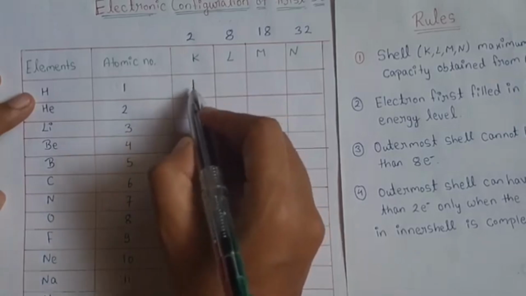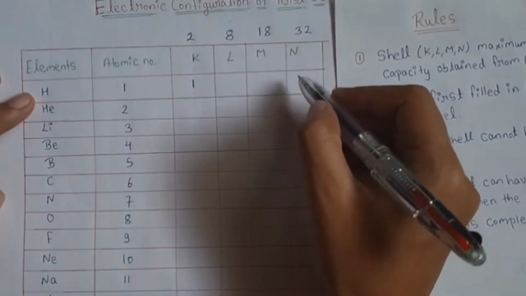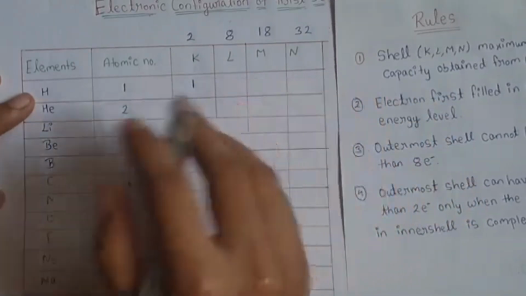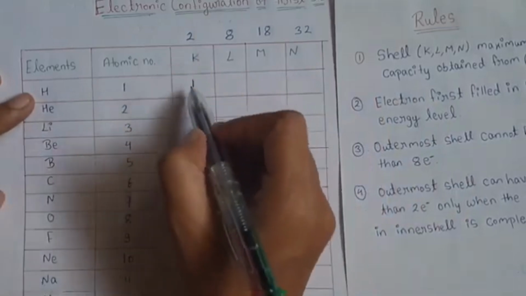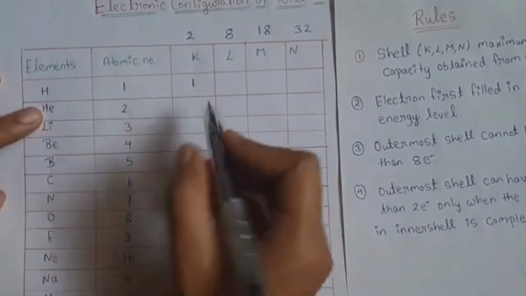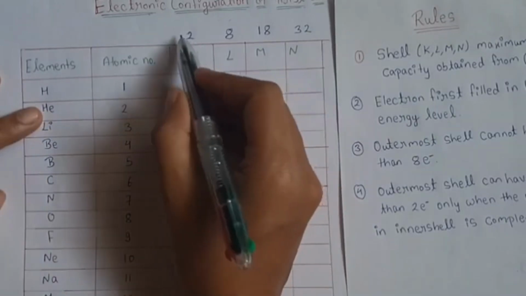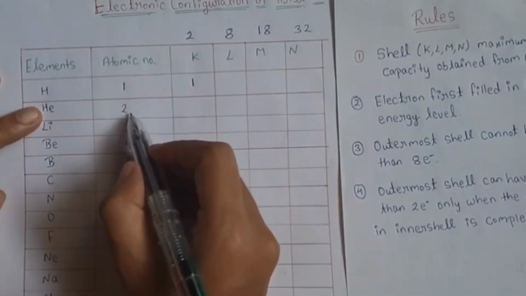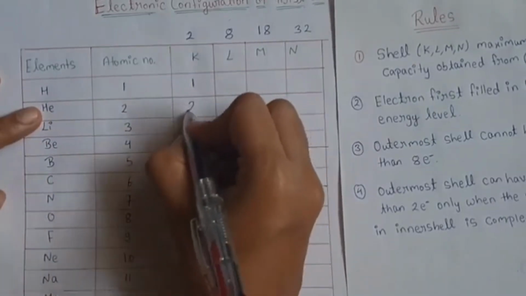So we need to start from the lowest energy level. We cannot start from N, M, L. We need to start from the lowest energy level, that is K. Now helium, we have 2 as atomic number, and its electron configuration is also 2. As in the K shell we can fill 2, that's why we can take 2 here.